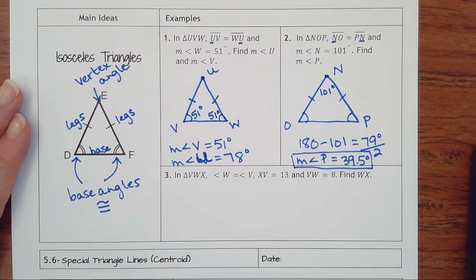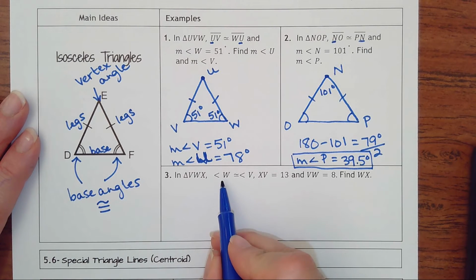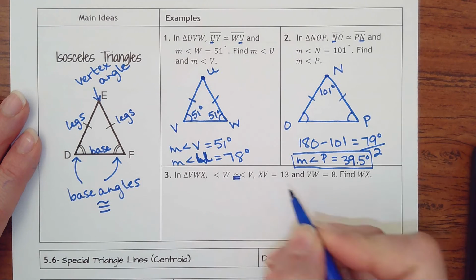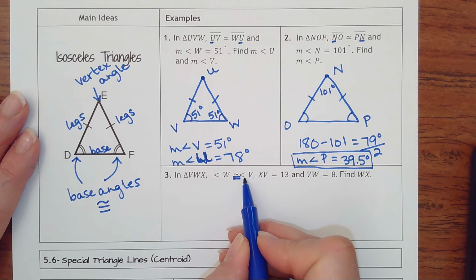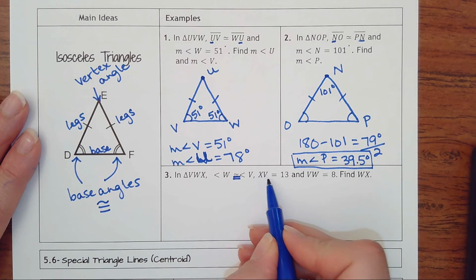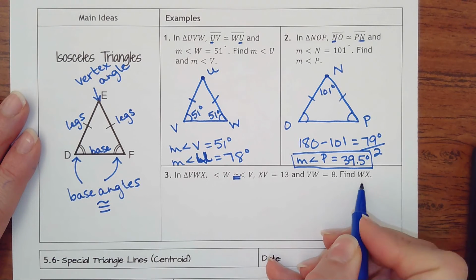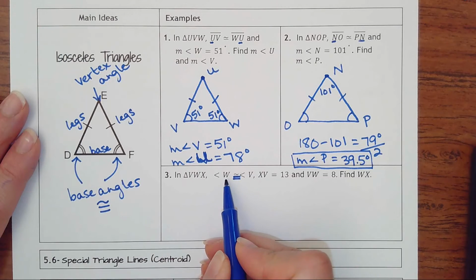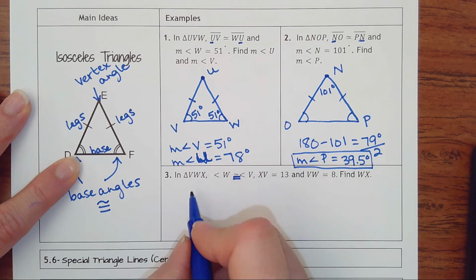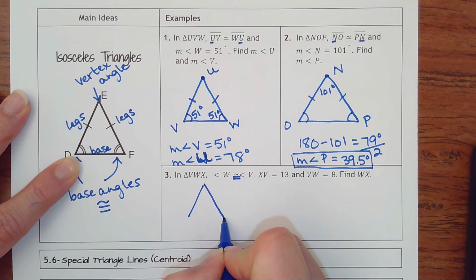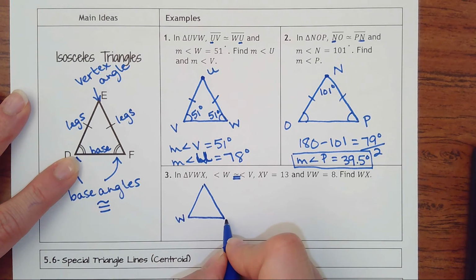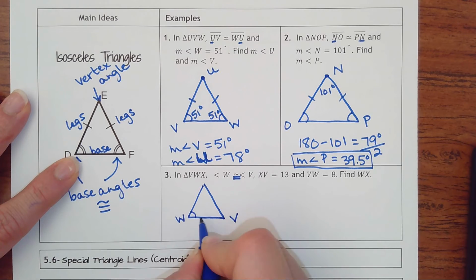And the last one, in the triangle VWX, we have that angle W is, this is supposed to be congruent, couldn't find a symbol that had an equal sign there, is congruent to angle V, and then it tells us XV equals 13, VW equals 8, find WX. Okay, so it's telling me the two angles that are congruent. Those would be my base angles. So let's go ahead and make our triangle. I'll just call this angle W, and this angle V. So this one's actually even easier to draw.